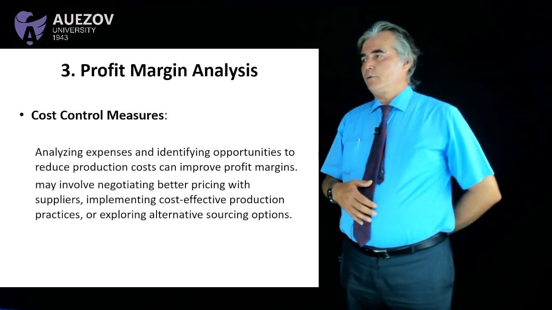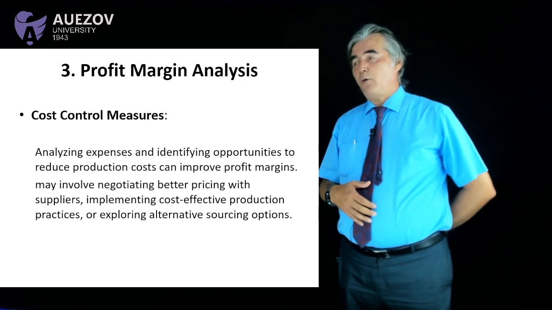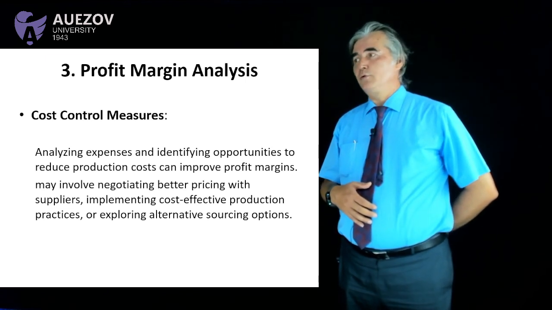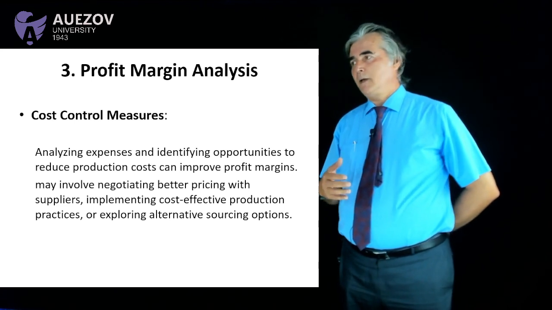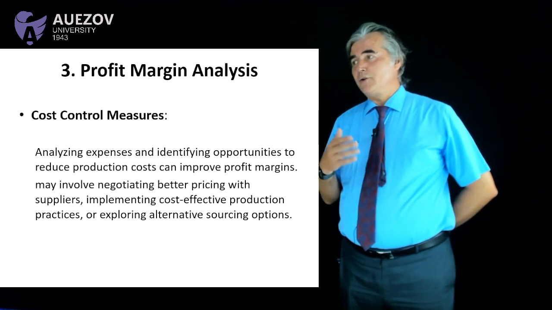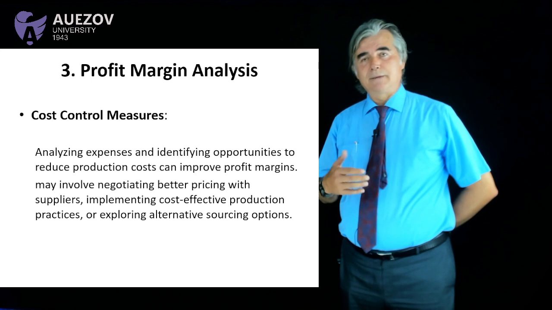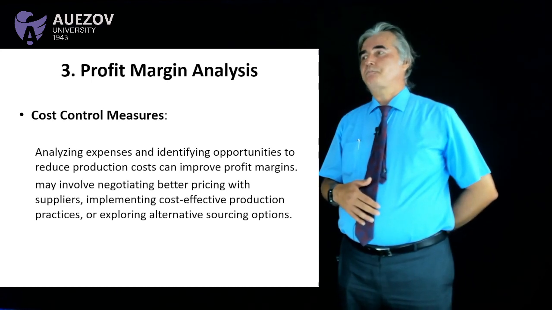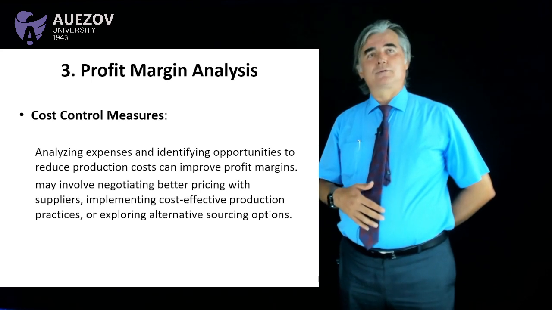Cost control measures: analyzing expenses and identifying opportunities to reduce production costs can improve profit margin. This may also involve negotiating better pricing with suppliers, implementing cost-effective production practices, or exploring alternative sourcing options.